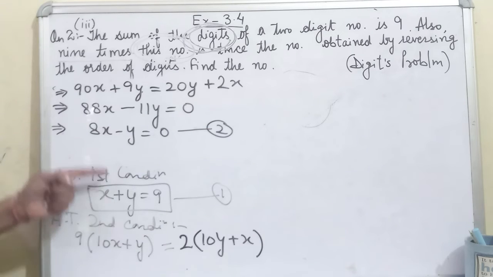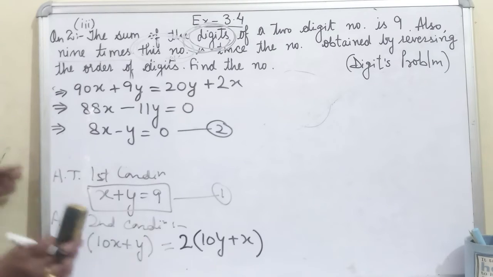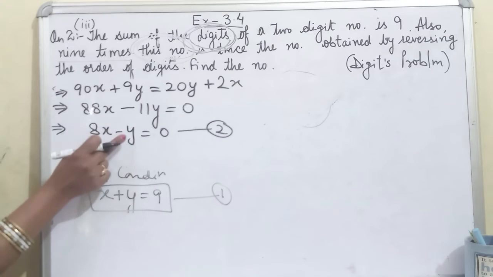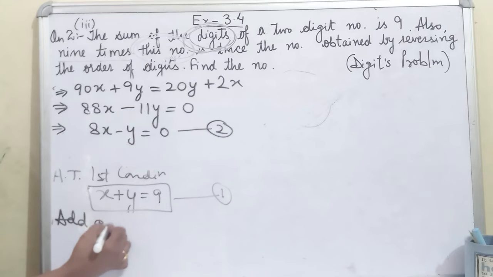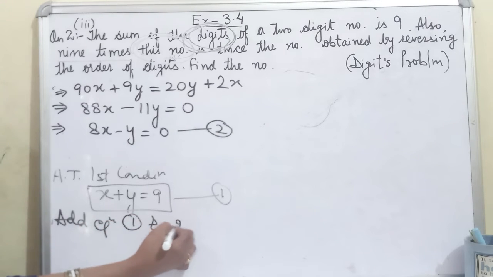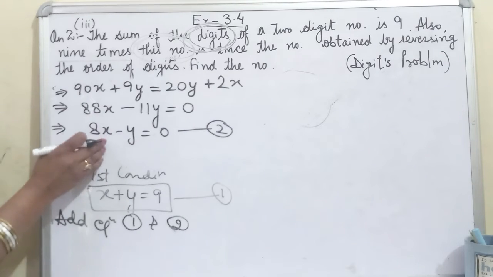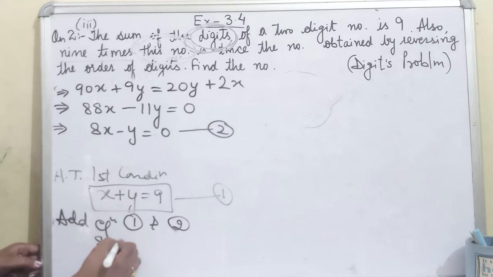After getting equation number 1 and 2, you just have to solve them either by elimination, or by cross multiplication, or by substitution. That is up to you. And I'm applying the elimination method here because y and y will cancel out each other. So add equation 1 and 2. In the elimination method, we just have to eliminate either the x variable or the y variable in any way. So I am just writing here 8x minus y equals 0.